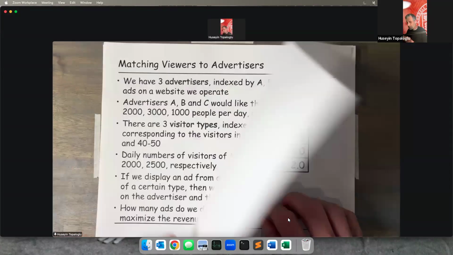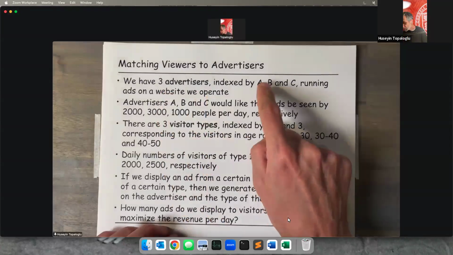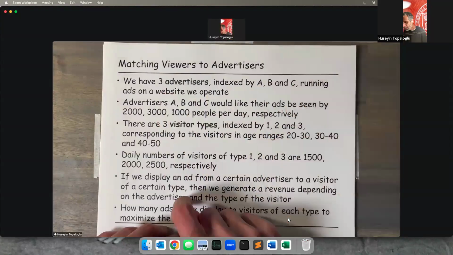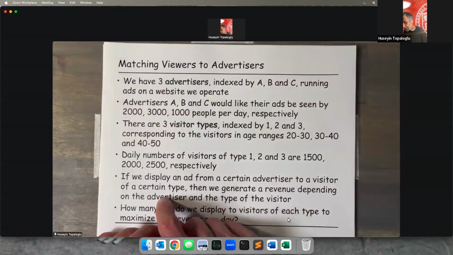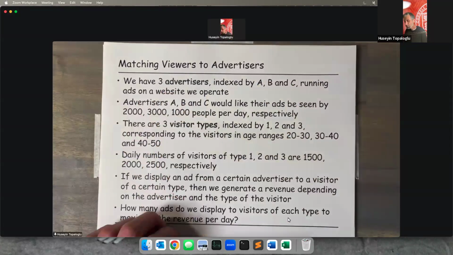The question we're interested in is, how many ads do we display to visitors of each type from each advertiser so that we maximize the revenue per day? We're going to assume that each visitor can see one ad. Again, we have three advertisers: A, B, C, Nike, Adidas, Camper, who would like their ads to be seen by 2,000, 3,000, and 1,000 people. These are the desired numbers of viewers by each advertiser.